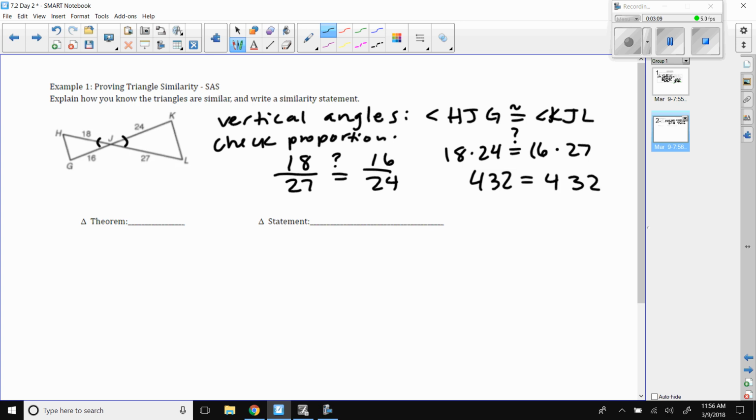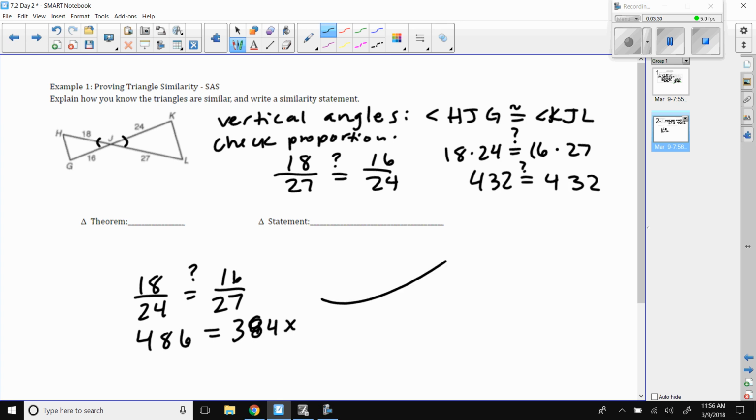to 432? Okay, if you did the opposite, so if you did 18 over 24 equals 16 over 27, you would have had 486 equal to 384. These are not congruent. So what you need to do is you need to check both. So this is the congruent statement that I want to look at. I want to look at HJ over JL, and I want to use GJ and JK.